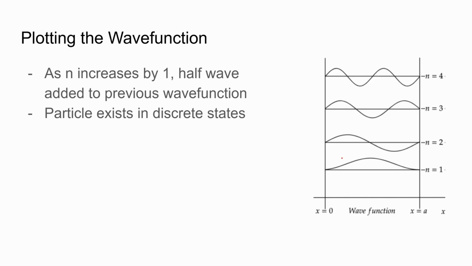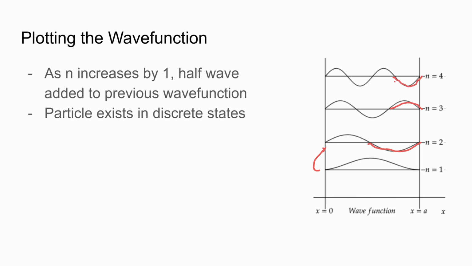Now, using this derived wave function, we can plot it for increasing values of n. As we can see right here, as n increases by 1, a half wave is going to be added to the previous wave function. Here we have one half wave. The wave is going to go up and then just like that. Now, if we go to n equals 2 from n equals 1, we get an extra half wave right here. And then going up to n equals 3, another half wave, and so on.